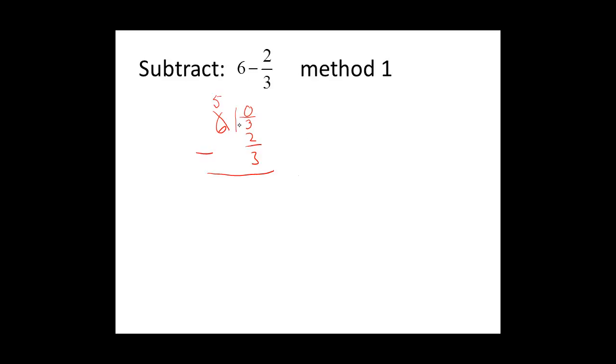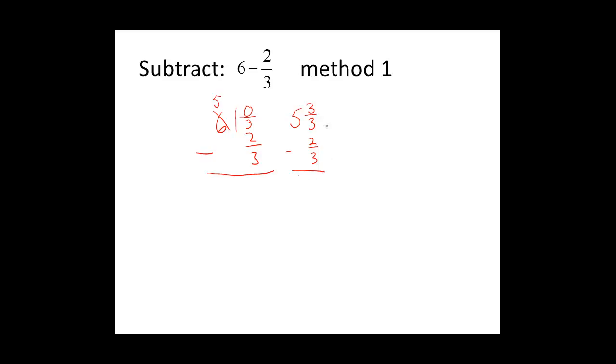We will now take the 1 0/3 and change this into an improper fraction. 1 times 3 is 3, plus 0 is 3. So we get 3 over 3. Our whole number part is now a 5, and we write the rest of the problem down.